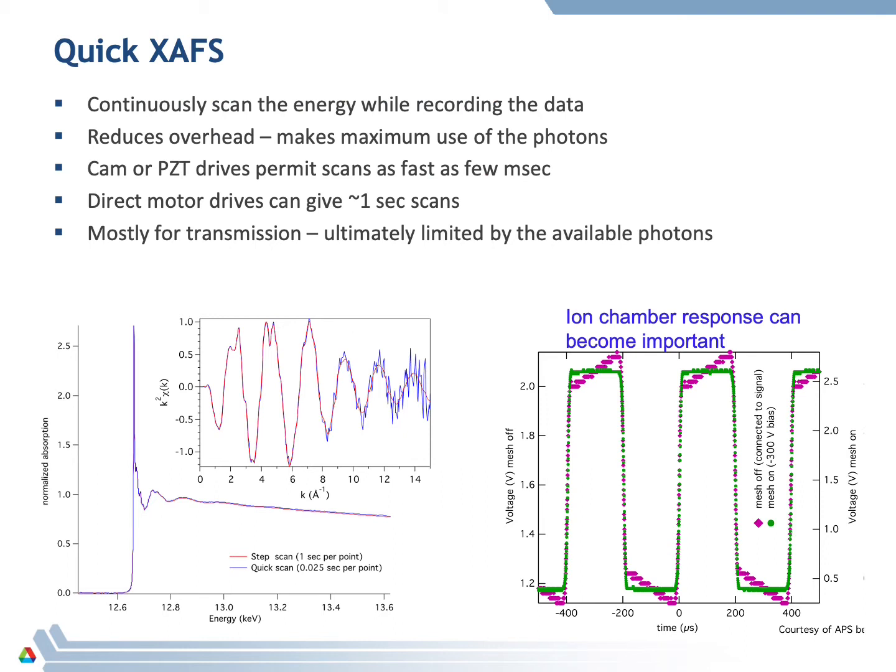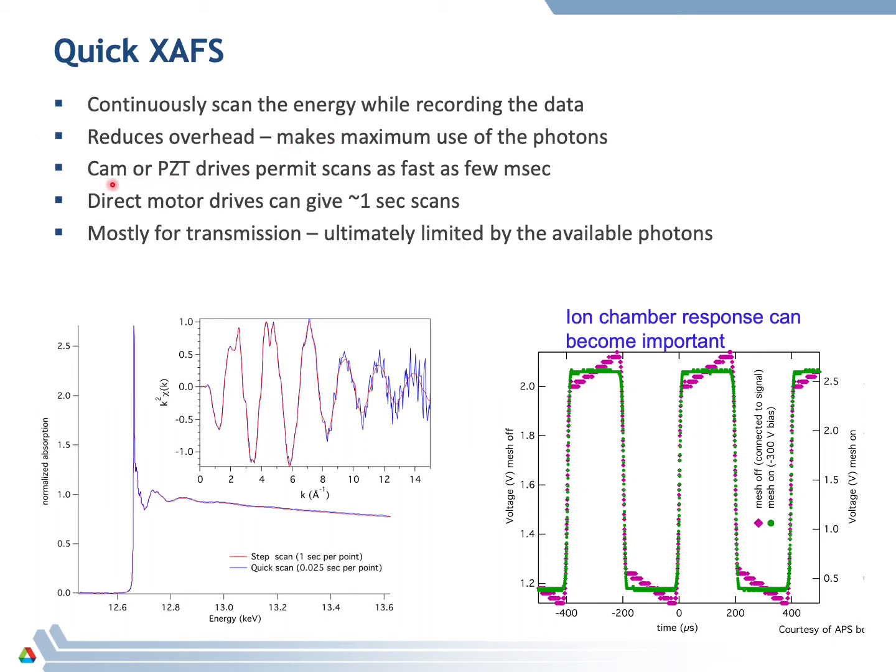So now I'd like to mention a little bit about another way of measuring the transmission, so-called quick XAFS. That's where you continuously scan the monochromator and record the signal on the fly. The nice thing about this is it reduces overhead, so it makes maximum use of the photons, because in typical step scanning, you have to move the motor, wait for the motor to get to the right position, and maybe wait a little bit for things to stabilize. Whereas with quick scanning, there's no real overhead.